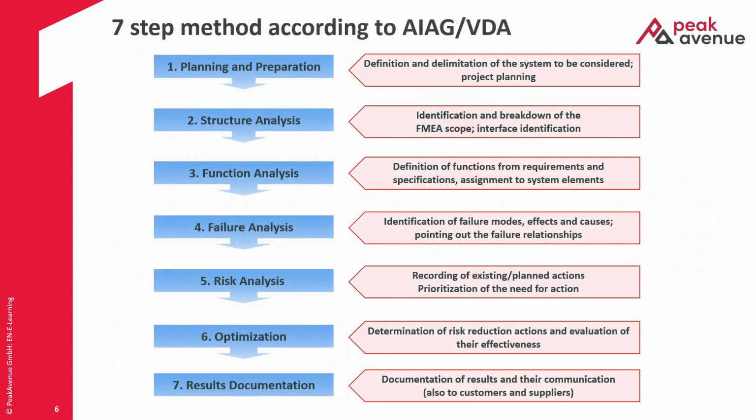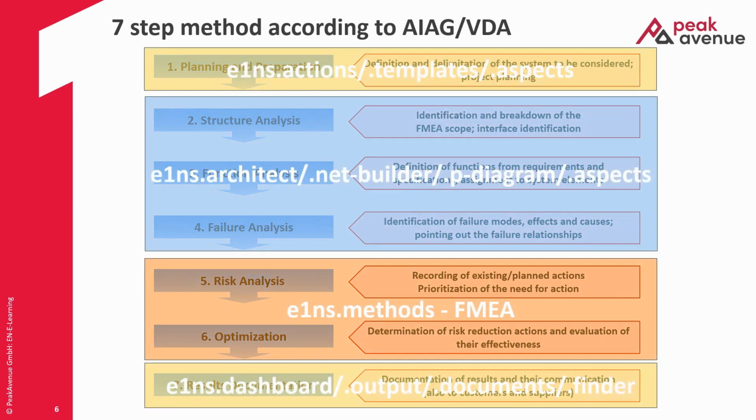The e-learning courses follow the 7 steps to FMEA, according to the AIAG VDA handbook, while each step is an individual session. On the one hand, pure methodology courses are available, explaining the origin, the need for, and the individual steps to an FMEA. On the other hand, Peak Avenue e1ns user trainings are available, teaching how to apply which module of the software to support in the different steps of FMEA creation.